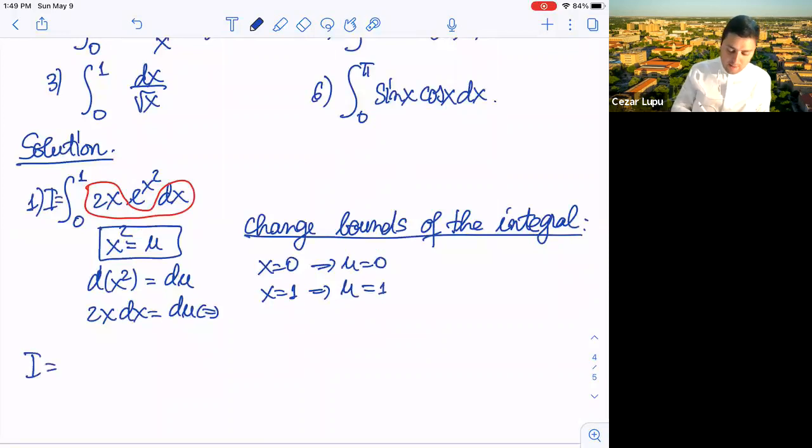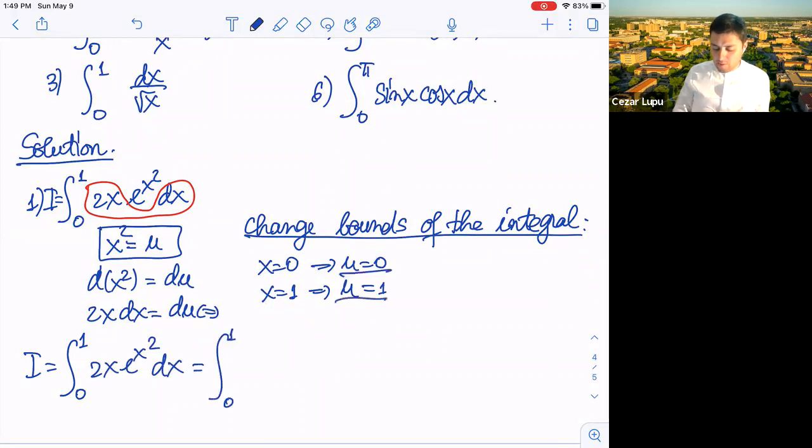So I, which initially was this guy here, 2x times e to the x squared dx, now will change the variable. So the bounds will stay the same, from 0 to 1, as you can see here. And now let's see, 2x dx is du, and x squared is u, so it's e to the power u du. Wow. This looks so simple now, right? It looks very, very simple at this point.